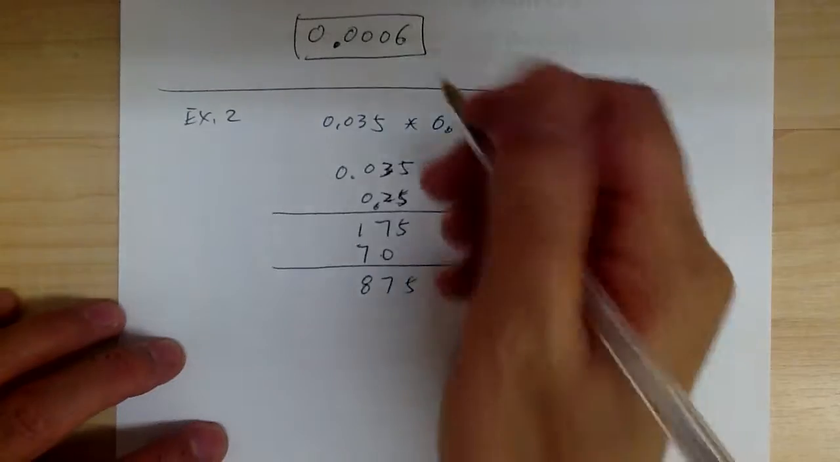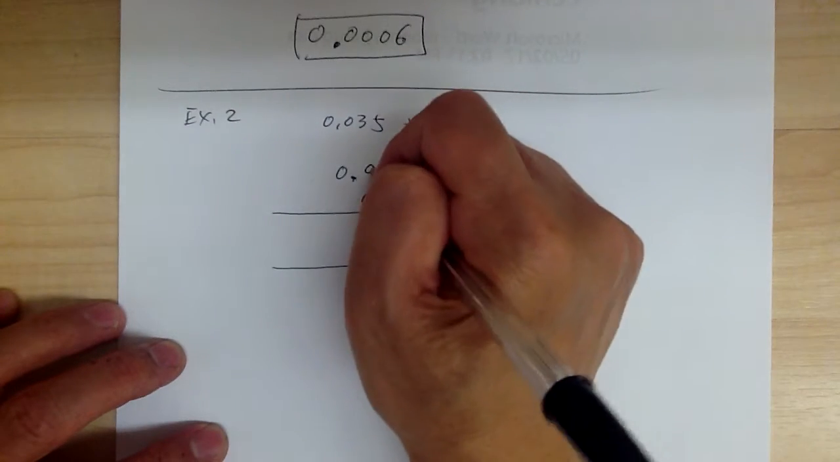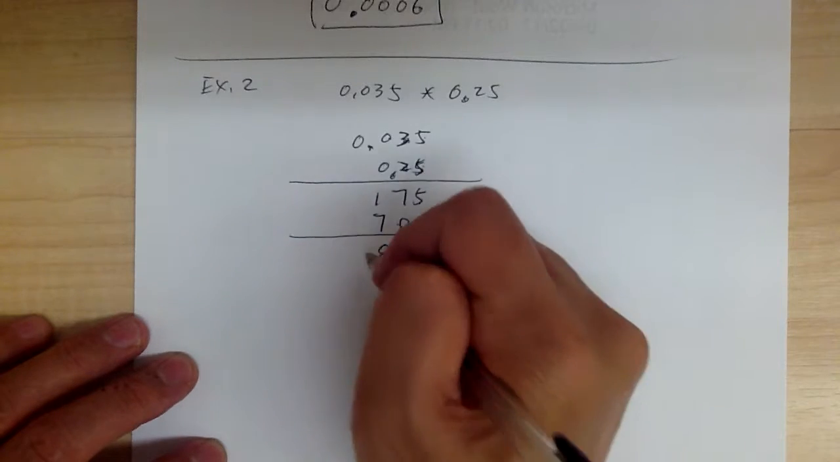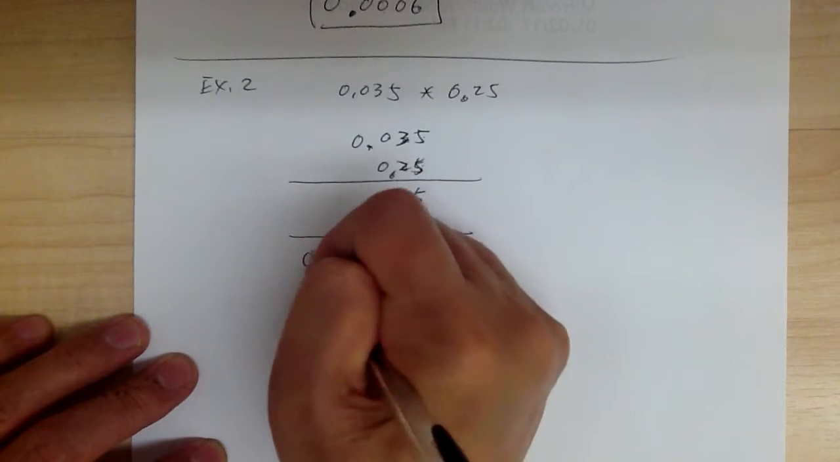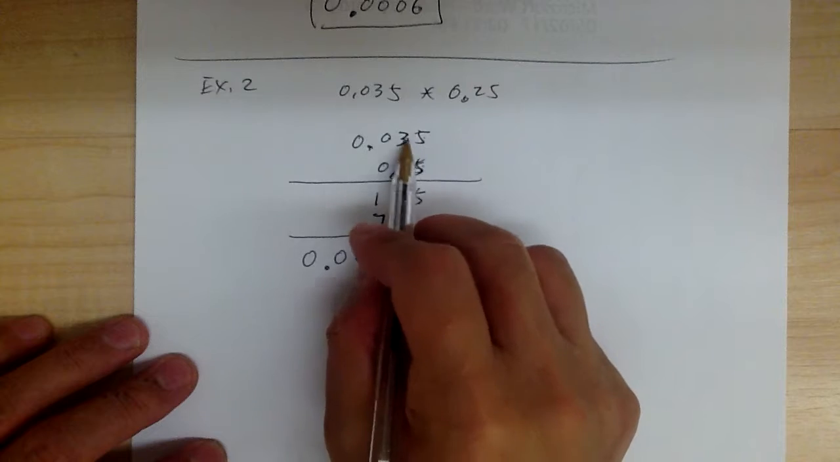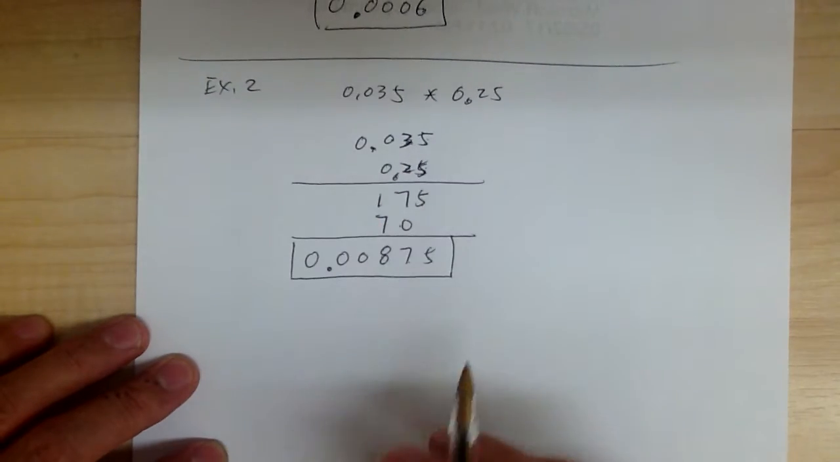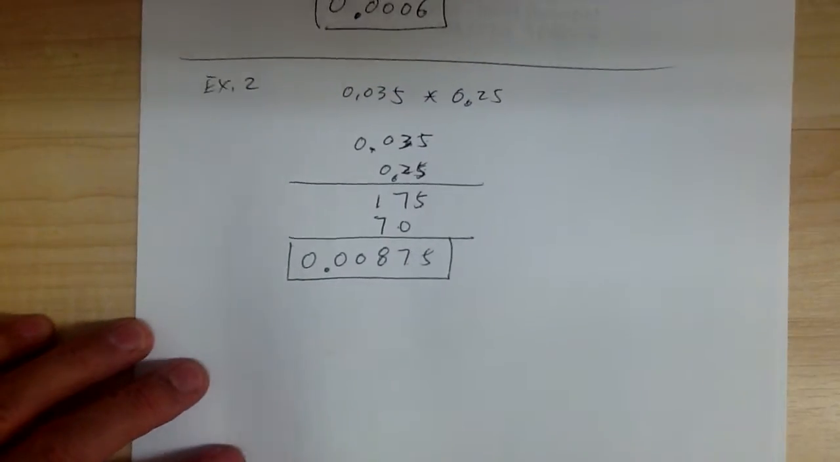So now you have to count the number of decimal places. You got 1, 2, 3, 4, 5. So you need to get 5 decimal places. So you got 1, 2, 3, 4, 5. Okay? So again, you have to count them, right? So it's 1, 2, 3, 4, 5. And that will be your answer. Okay, let's go to example 3.